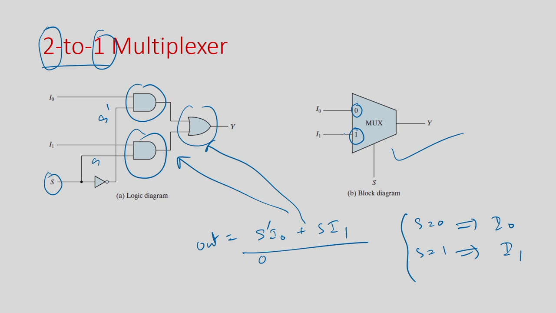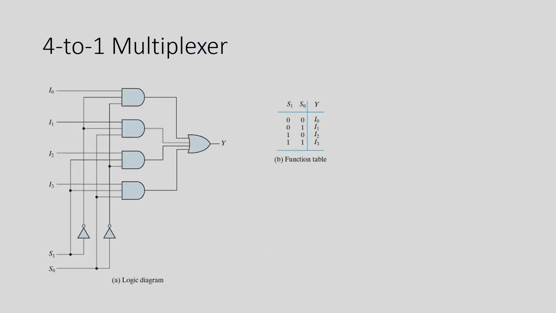Since it is 2-to-1, the S has 2 possible values, 0 and 1. So I just connect I0 to the 0 port and I1 to the 1 port, just to designate that when S equals 0, I0 will be selected, and if S equals 1, I1 will be selected, okay. So this is clear. Similarly, I can extend the same logic to construct a 4 to 1 multiplexer.